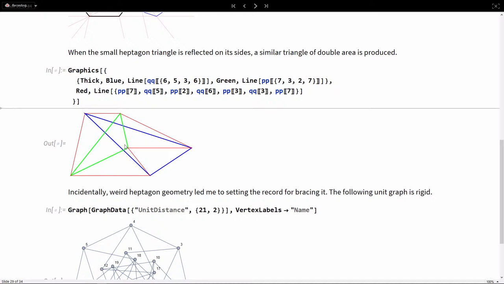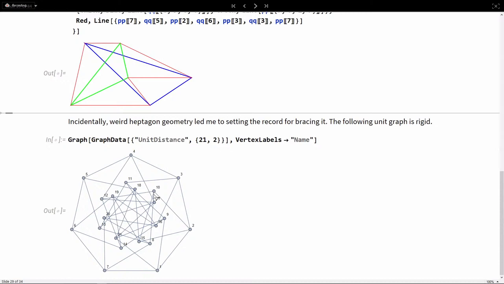Another weird heptagon geometry item led to this graph here, and it turns out that this is all done with unit edges. All these edges have length one. You've got a heptagon on the outside, and one layer in, you've got a heptagonal star, and then on the inside, you've got the order two heptagonal star.